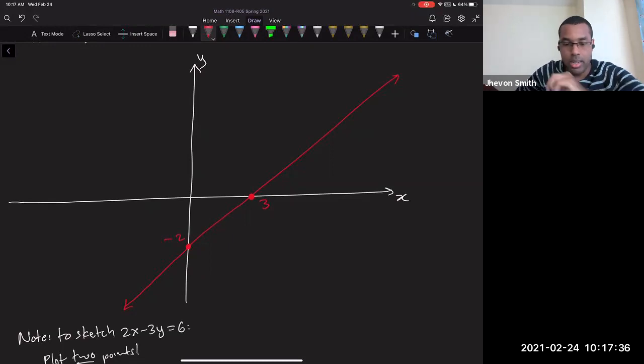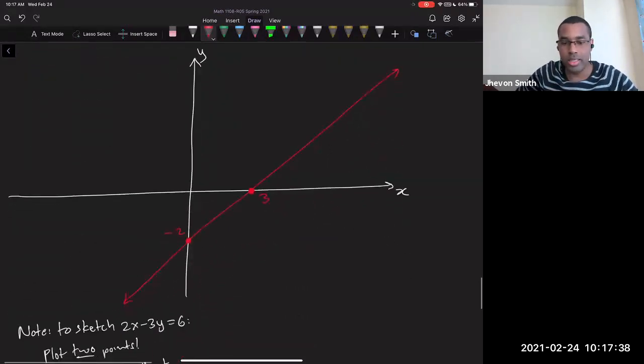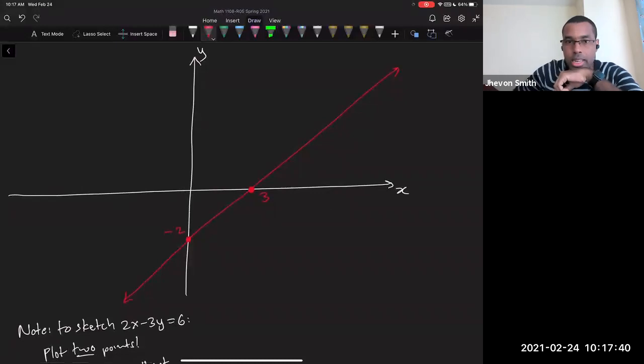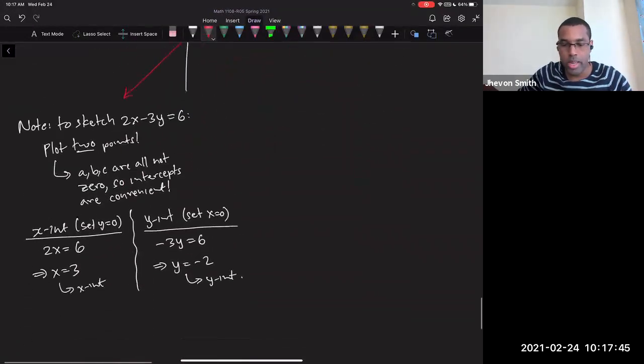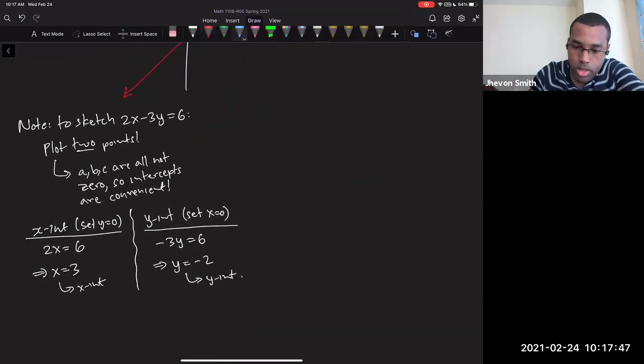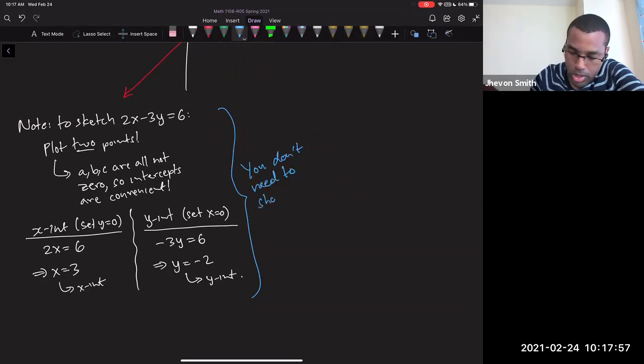It's a solid line. Should it be solid? Yes, because it's less than or equal to, right? So now we just have to figure out which part contains a solution. So I will also mention you don't need to show this in your work.